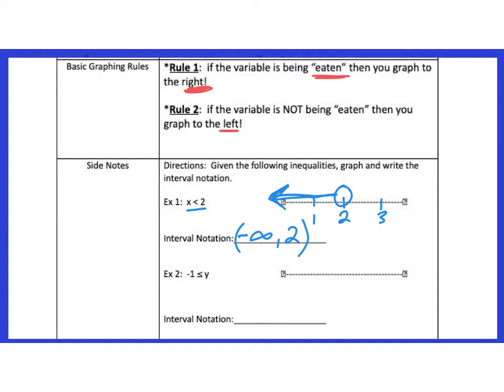Then we have negative 1 is less than or equal to y. So pay attention to this one, even though y is on the other side. Is it being eaten or is it not being eaten? It's being eaten, right? So I could go ahead and put some more numbers on here if I want to, but I know I'm graphing it at negative 1 on a closed dot because it's greater than or equal to. And again, it's being eaten, so it's going to the right. So then whenever I write my interval notation, so starting from left to right, I'm starting at the number negative 1, and it's closed, and it's going to infinity.